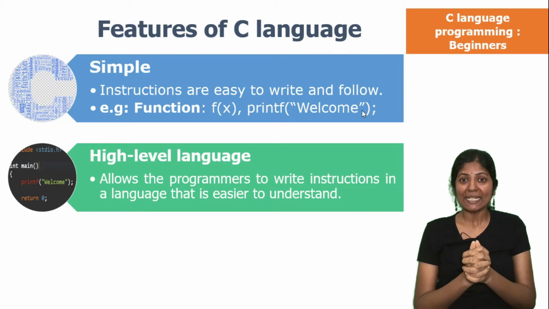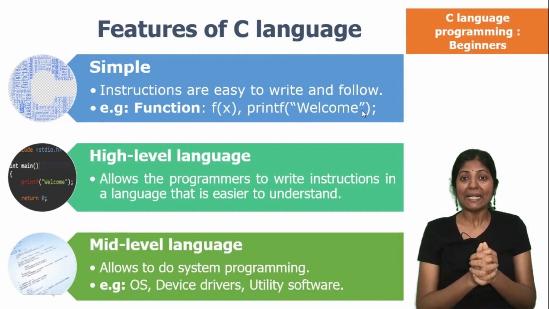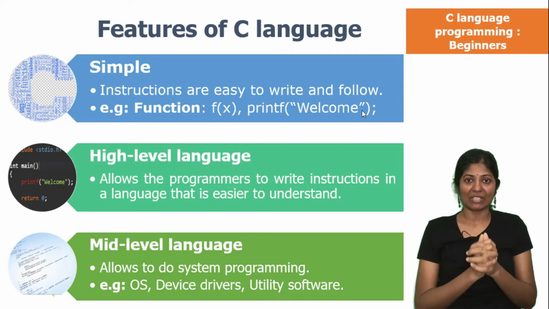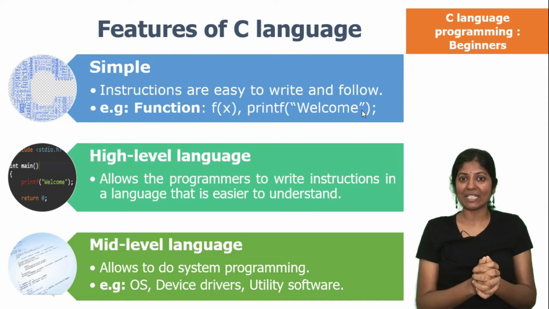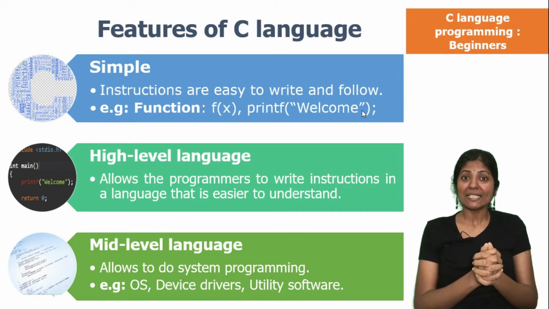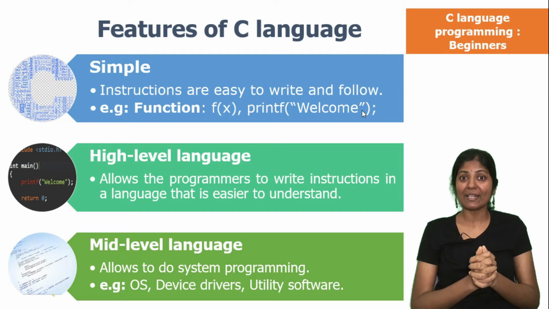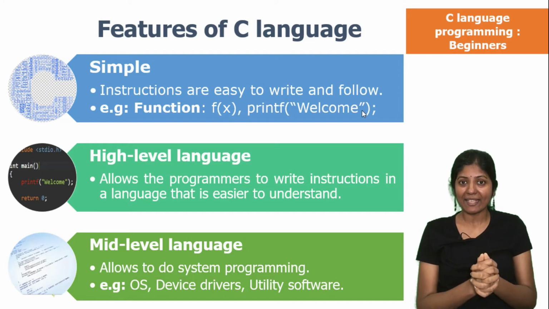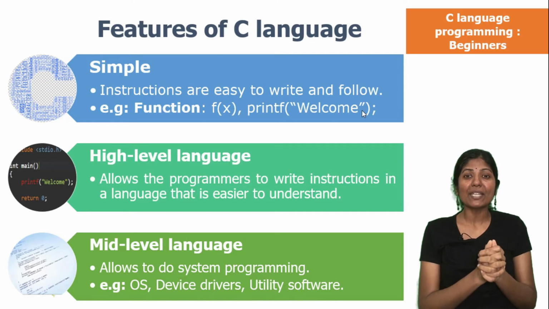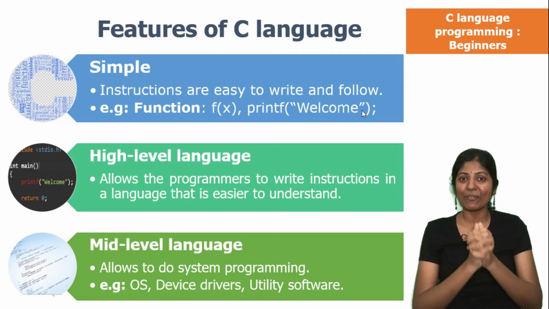Let's move on to the next feature of C, which is mid-level language, also called middle-level language. Then, what is a middle-level language? A language which allows the programmer to write system programs, to develop system software, is called a middle-level language. Then, what is system software or a system program? A program or software which interacts directly with the computer hardware is called system software.